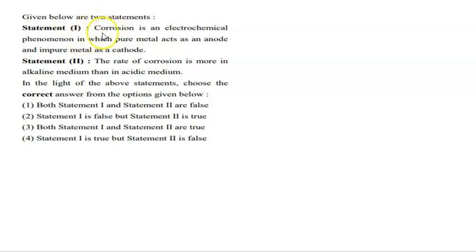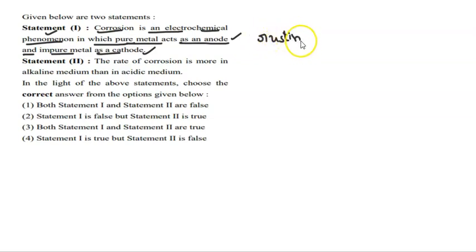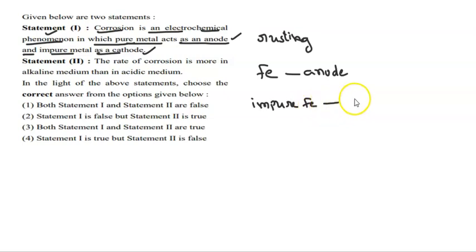It is a statement question. Statement 1: corrosion is an electrochemical phenomenon. Yes, it is correct. Pure metal acts as an anode, and impure metal acts as a cathode. So during the rusting phenomenon, for example, if iron is undergoing rusting, pure iron is acting as an anode. At the same time, impure iron, which is nothing but rusted iron, is acting as a cathode. So statement 1 is correct.